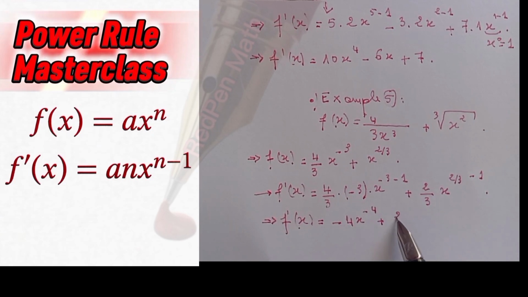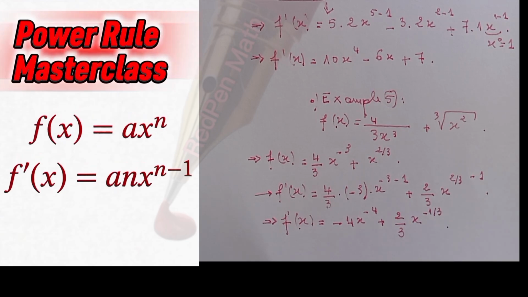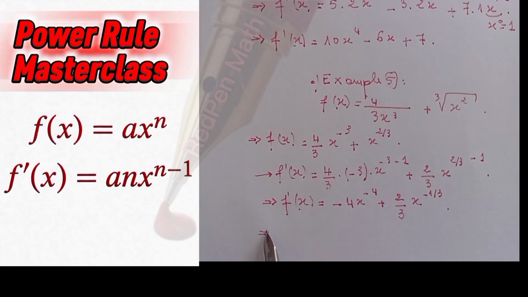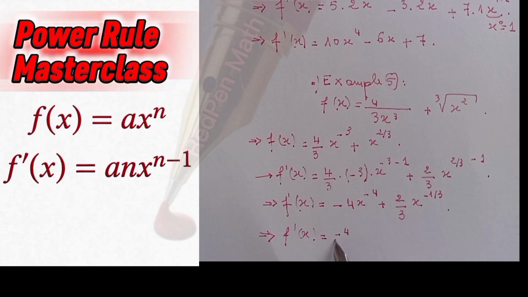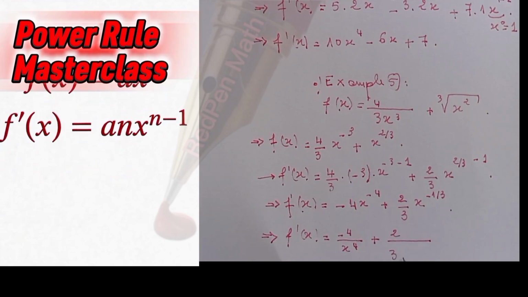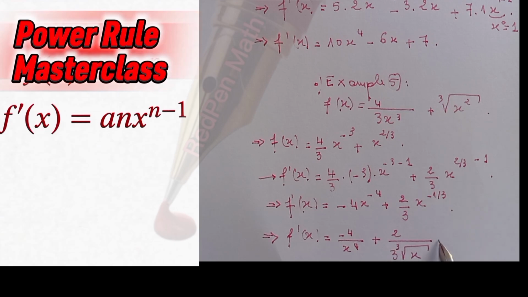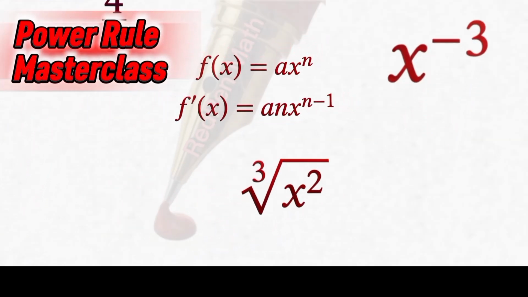Negative 3 times 4/3 is negative 4, and the power becomes negative 4. 2/3 stays, and the power becomes negative 1/3. Simplify to get negative 4 over x to the 4th plus 2 over 3 cube root of x. This combines all the skills: fractions, negative powers, and roots. Remember, the power rule is your foundation for all of calculus.